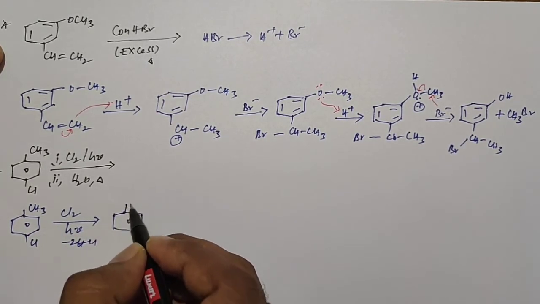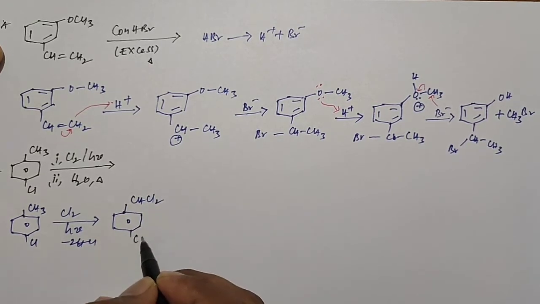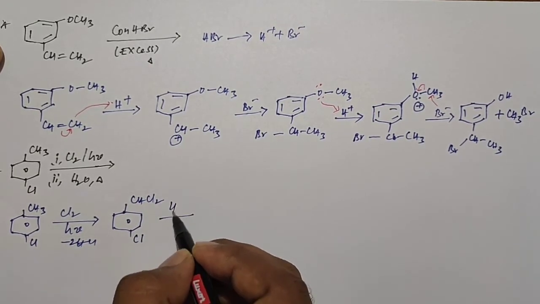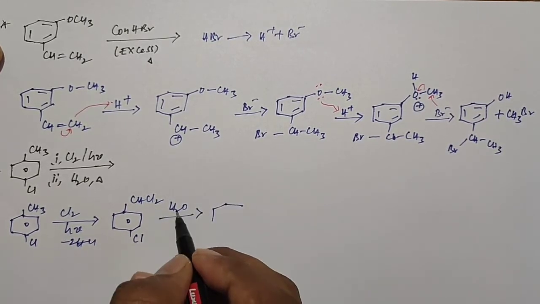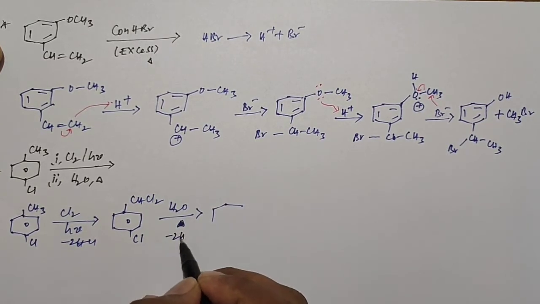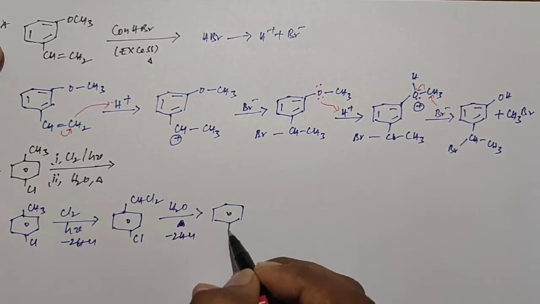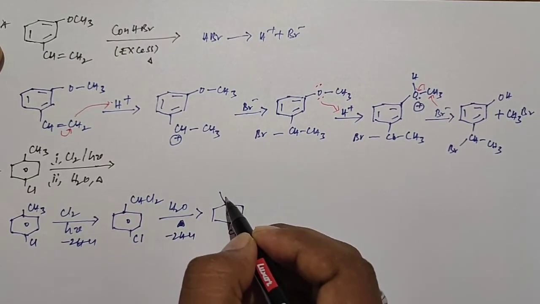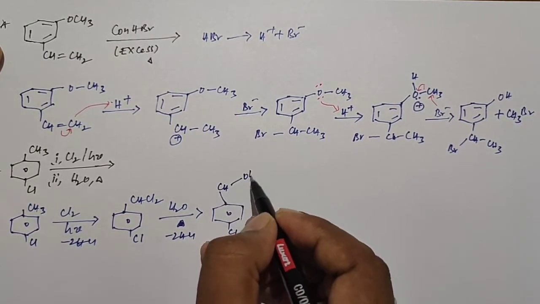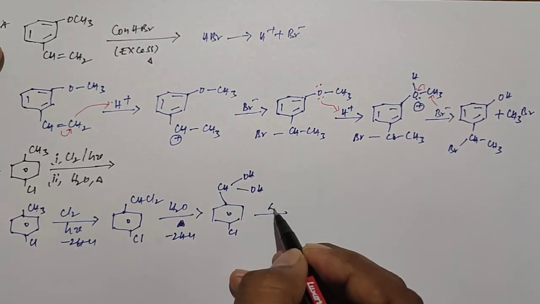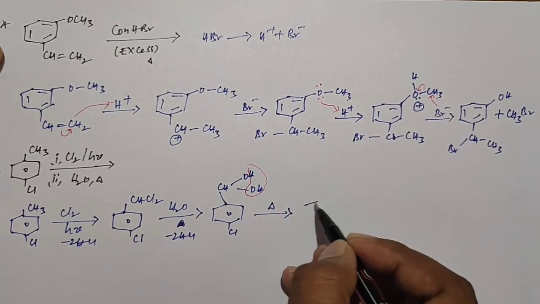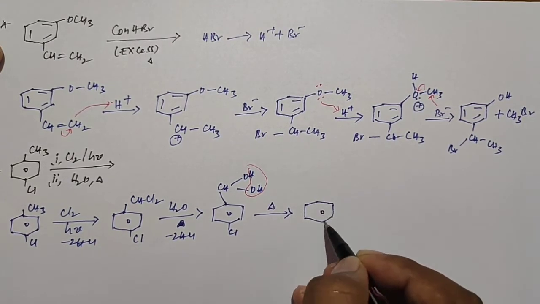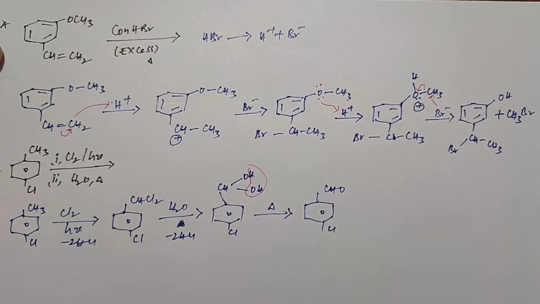Then we get the product like this. After that it undergoes hydrolysis. At that time, the 2 chlorine atoms pass away with 2 hydrogen atoms in the form of 2 HCl. After that we get the product like this. On strong heating, here we just lose the water molecule from these two OH groups. Then we get the product like parachlorobenzaldehyde. So this is the final product.